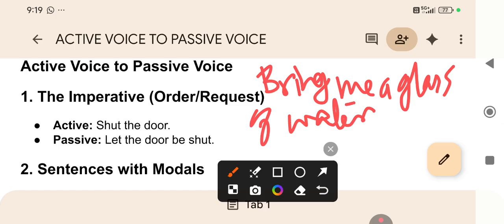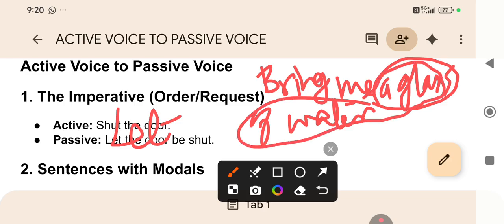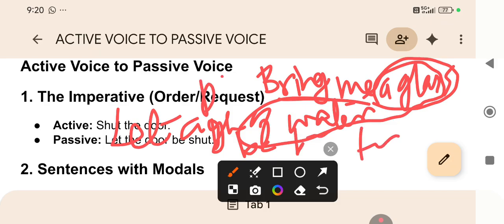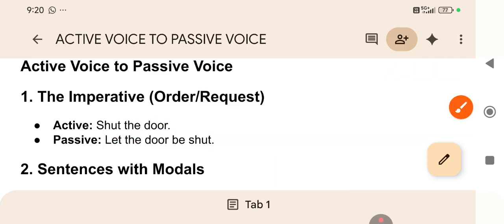Passive voice of this sentence is: let a glass of water. Let a glass of water, this is the whole object. So, let a glass of water be brought. Bring becomes brought for be. Or suppose: please bring me a glass of water. Then the passive voice is: you are requested to bring me a glass of water. Just "you are requested to" and then repeat the same sentence.